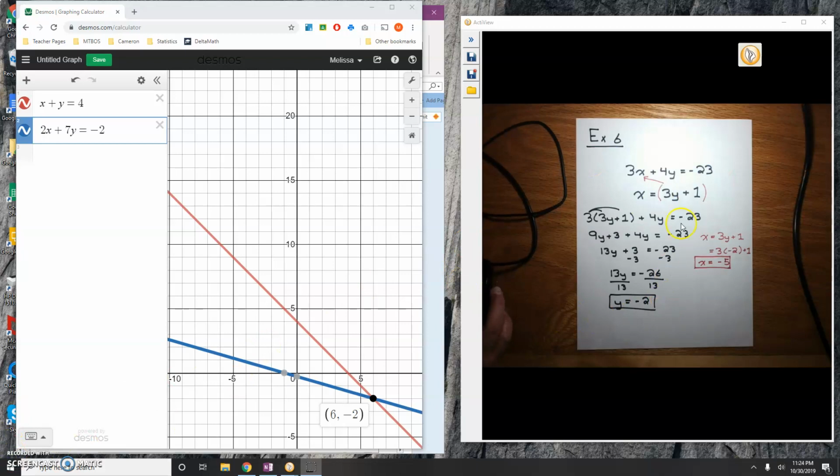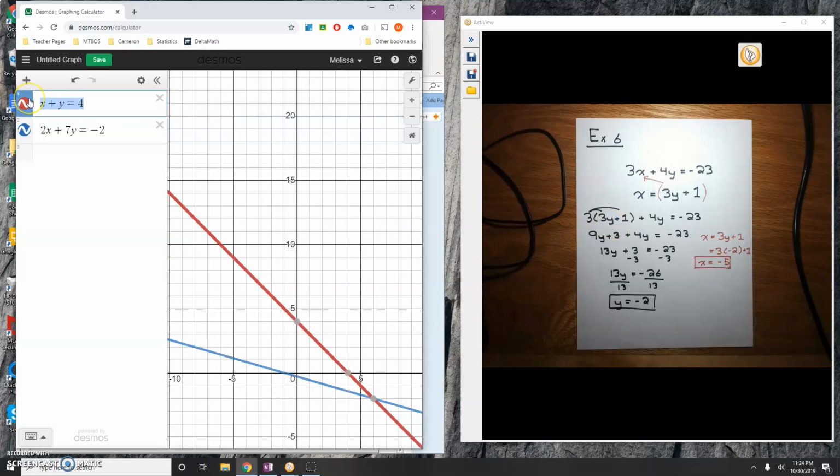All right, here's what I got. So after my substitution, I went ahead and had x all by itself, so this is going in for x. After I distributed, we had 9y plus 3. After combining like terms and solving, I ended up with y is equal to -2. And after I plug in -2 for y, 3 times -2 is -6. -6 plus 1 is -5.